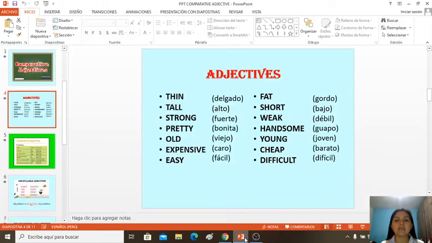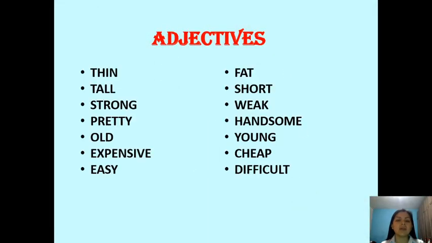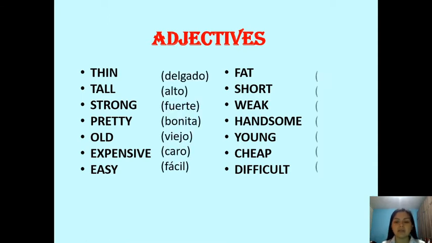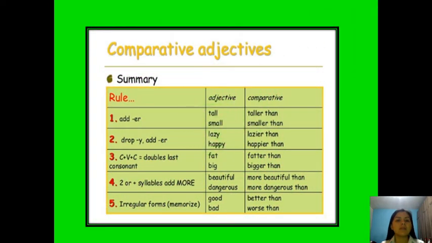Okay, let's continue with the adjectives. You will find in this PowerPoint presentation the meaning of these adjectives, so you can practice. Let's continue. The topic of today is about comparative adjectives. So we have here the summary, and you will find some rules.